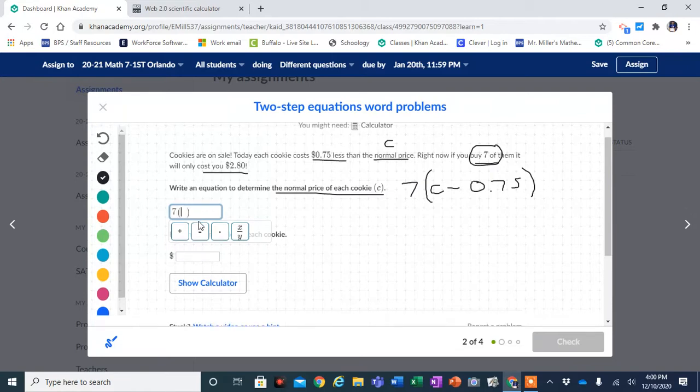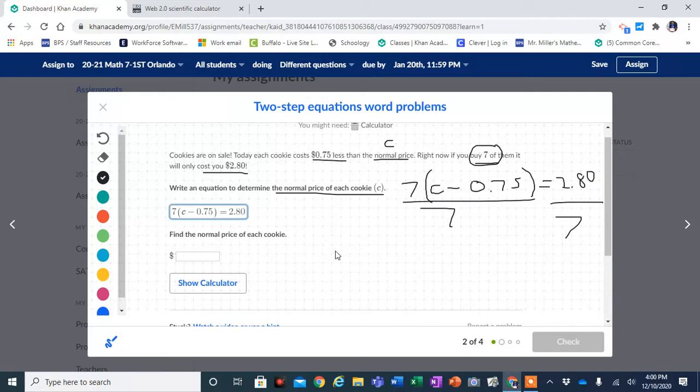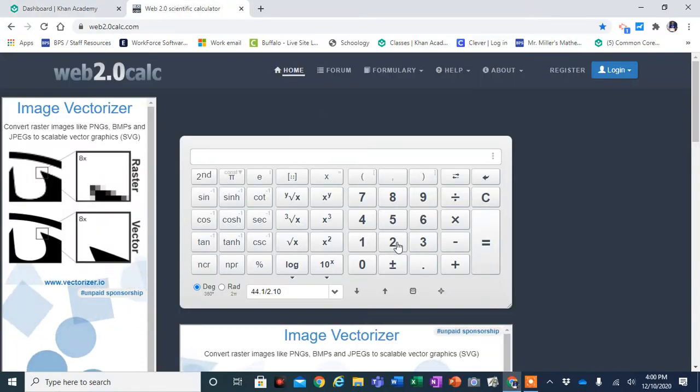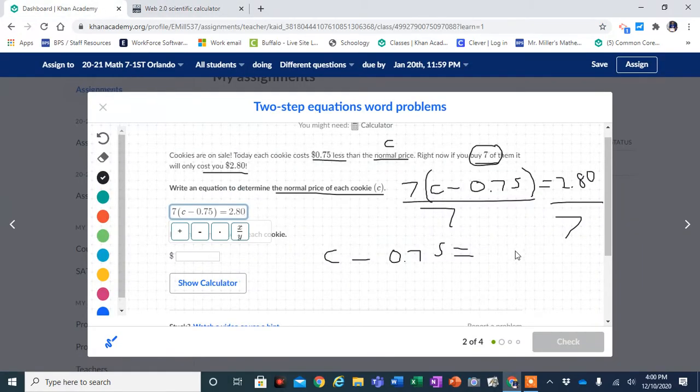So this is going to be 7, and then it's going to be C minus 0.75, close your parenthesis, equals $2.80. So now we would divide by 7 and divide by 7. So C minus 0.75 equals $2.80 divided by 7, which is 0.4.